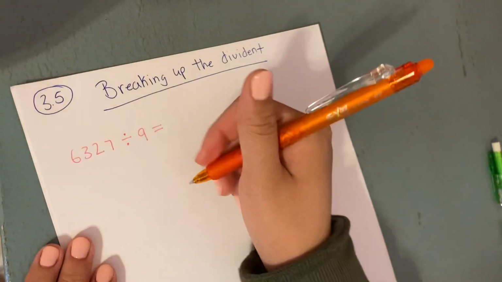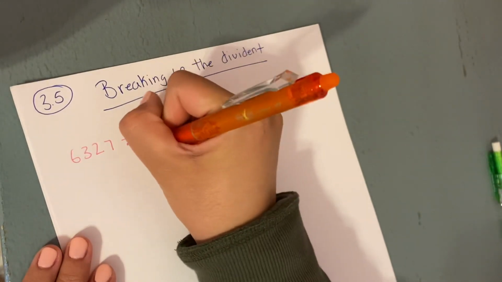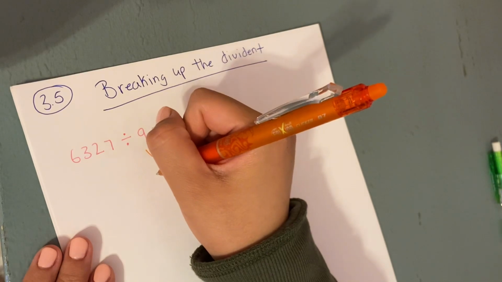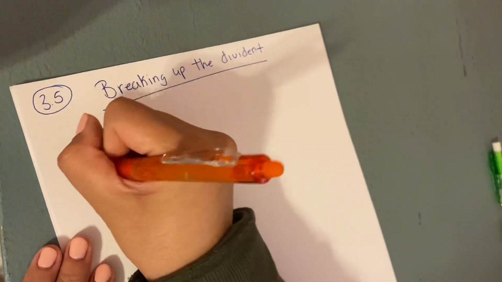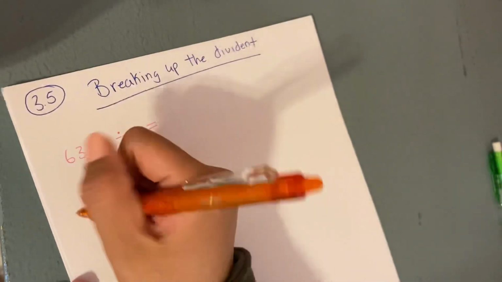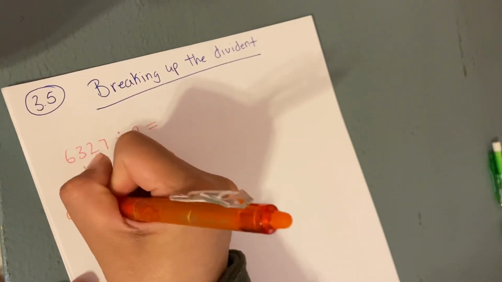So we're going to go ahead and start over here. Our 9 is going to be our divisor. And our large number is going to be our dividend.